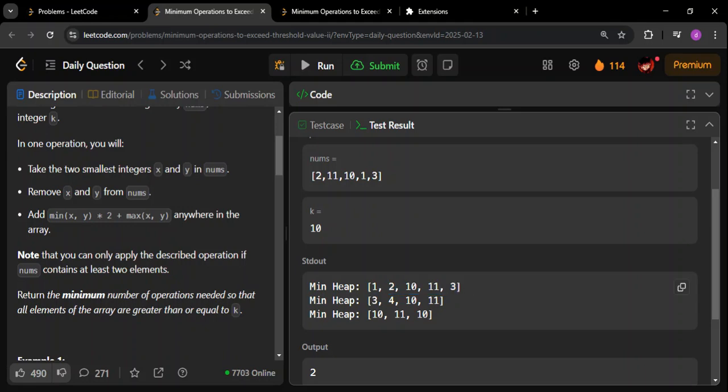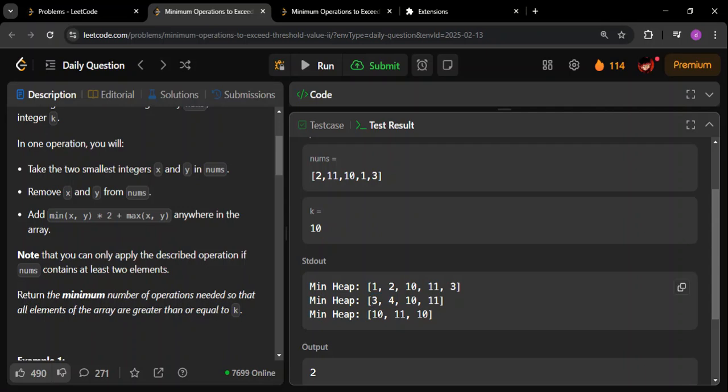So what will happen now is that 1 and 2 will be popped out. In place of 1 and 2, what will be inserted? It will be 2 times 1 plus 2, which is 4. So these three elements will remain and the value 4 will be inserted, and then it is going to look like this. After these two are popped out, the next smallest value is 3. So 3 will be here. 3 will always be in the 0th place because it is the smallest.